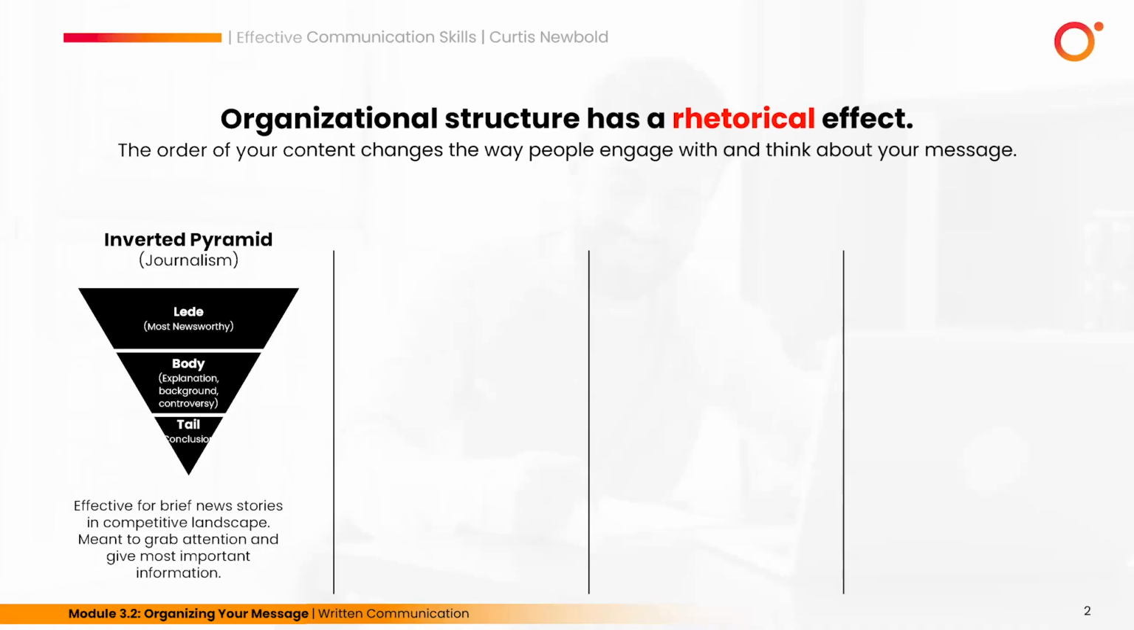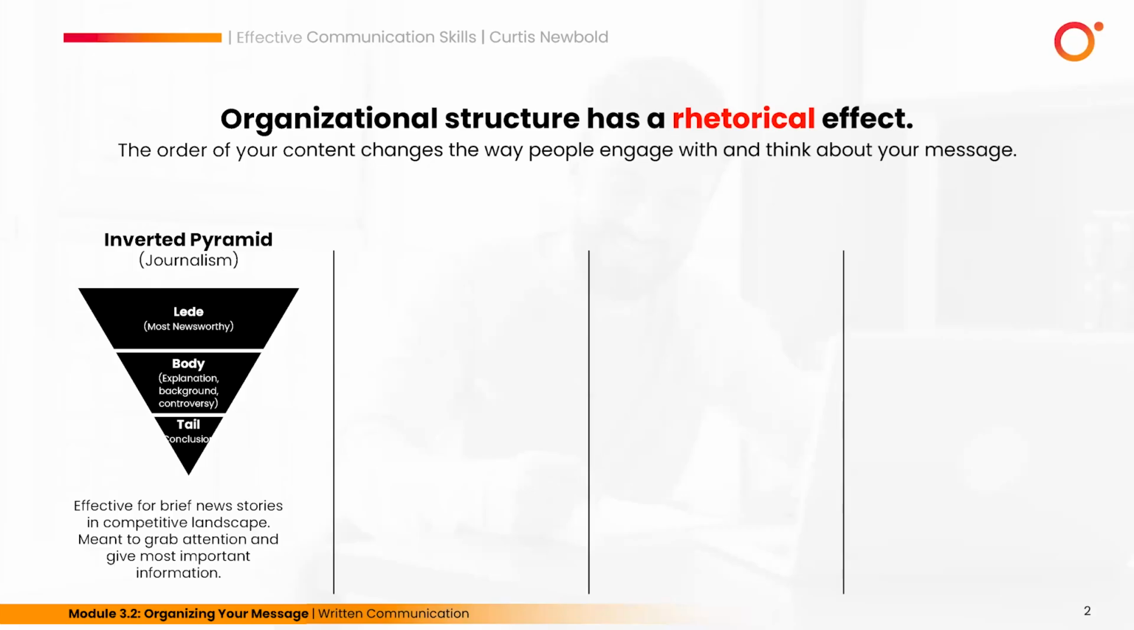For example, in journalism, we often use what's called the inverted pyramid organizational strategy. This is where you put the most newsworthy thing first, the most important thing. We call that the lead. And then you'll move into the body, which is kind of an explanation, background, or any kind of ensuing controversies that have happened because of the initial news. And then at the tail, you'll put the conclusion there.